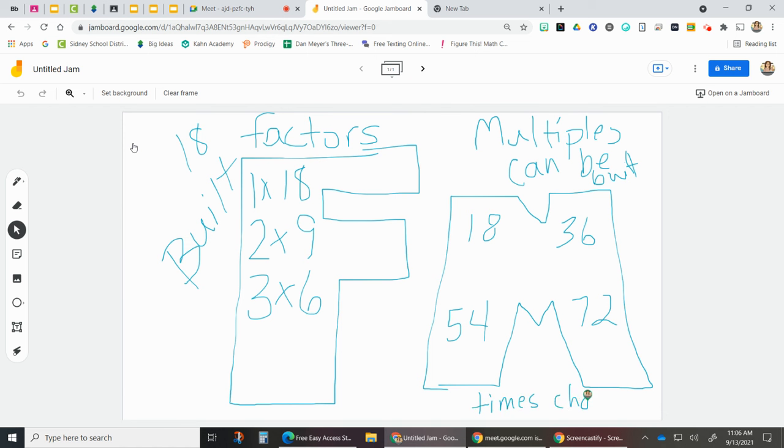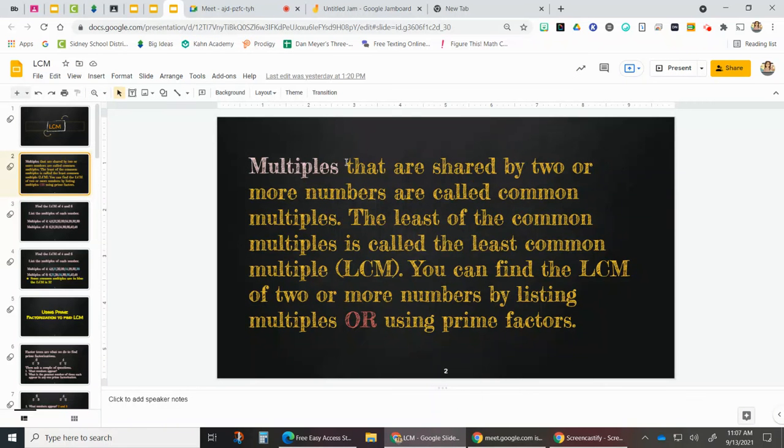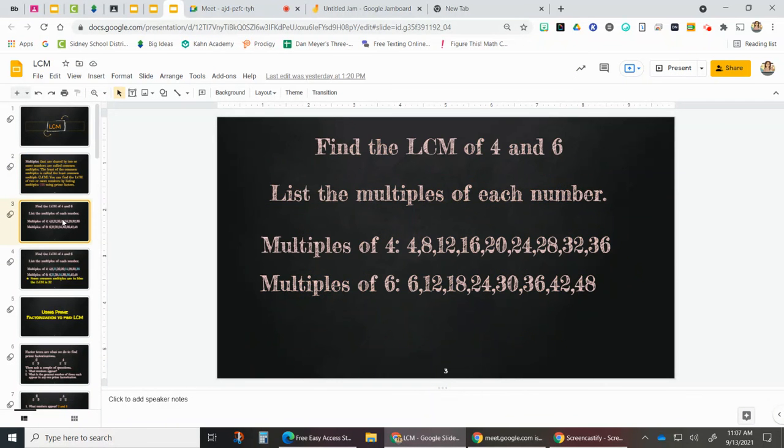Okay? Those are great lists of multiples. Okay? Factor pairs are what the number itself is built from. Multiples are what you can build with those numbers. Think of your times table charts. Okay? And so the least common multiple, what we're talking about today, is multiples that are shared by 2 or more numbers.